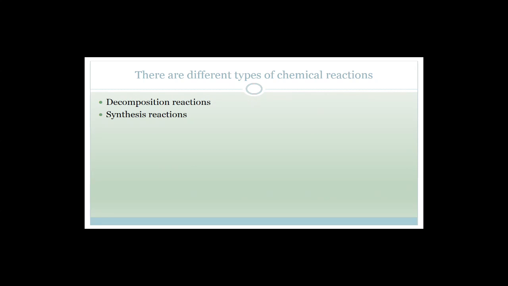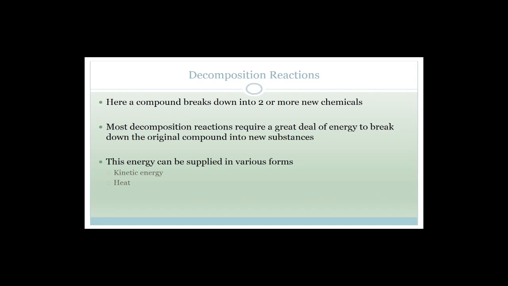There are two different types of chemical reactions: decomposition reactions and synthesis reactions. It makes sense that decomposition means we're breaking up, and synthesis means that we're making. So let's talk about the two types of reactions. First of all, there's decomposition reactions. This is when a compound breaks down into two or more new chemicals.